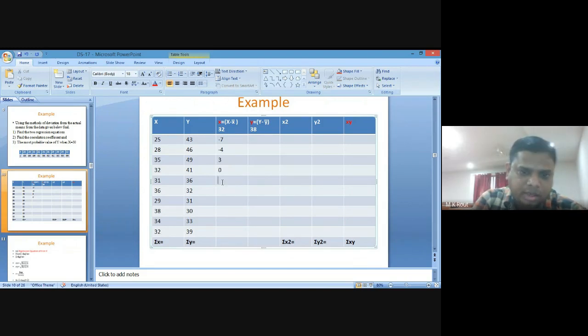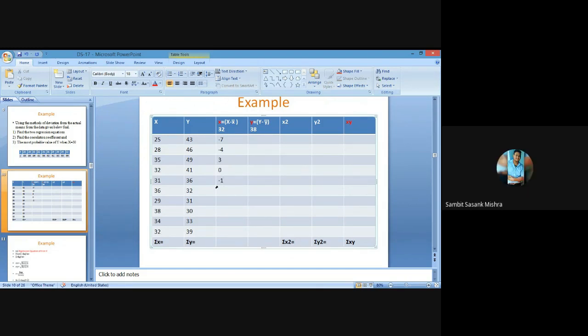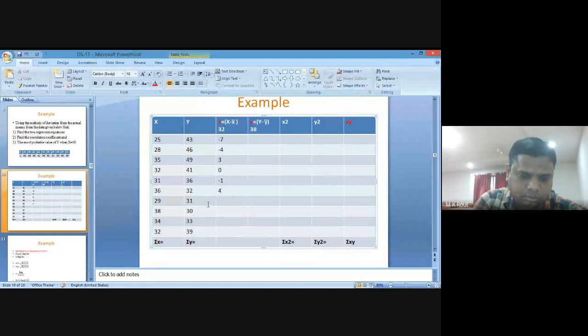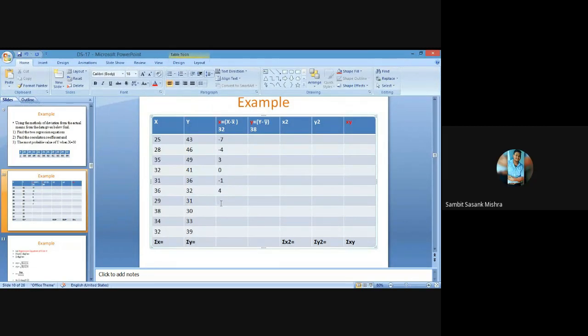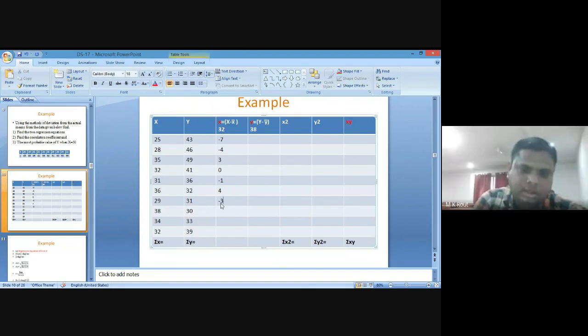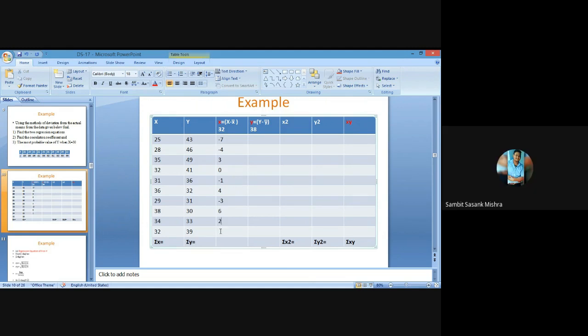The next one is minus how much? -1. Then 36 minus 32 is 4. And 29 minus 32 is -3. The next is 38 minus 36, which is 2. 34 minus 32 is 2. The next one is 0.